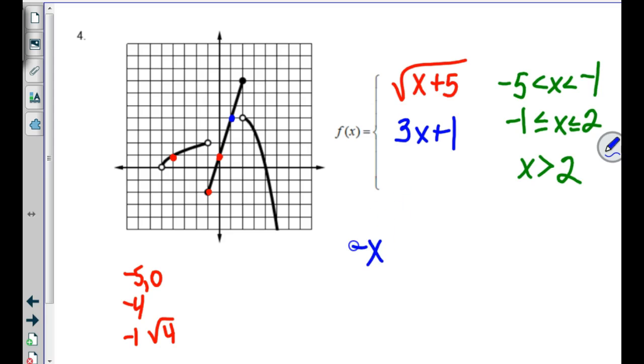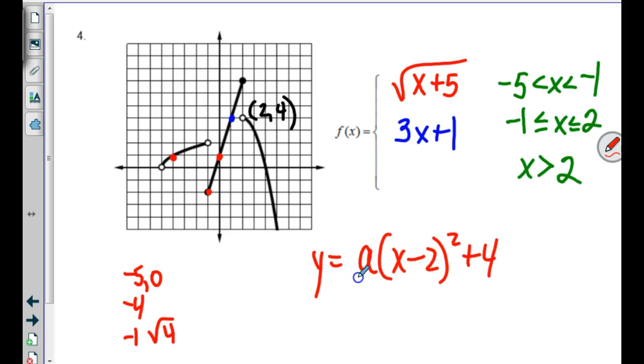Okay, it is a negative x squared, but the vertex is not at 0, 0. Where's the vertex? It is looking like a piece of a parabola. Does everybody get that? Whose vertex is at 2, 4? Is that true? So what would it look like if the vertex was at 2, 4? X minus 2 squared plus 4. And we're thinking it's that the stretch is a -1.